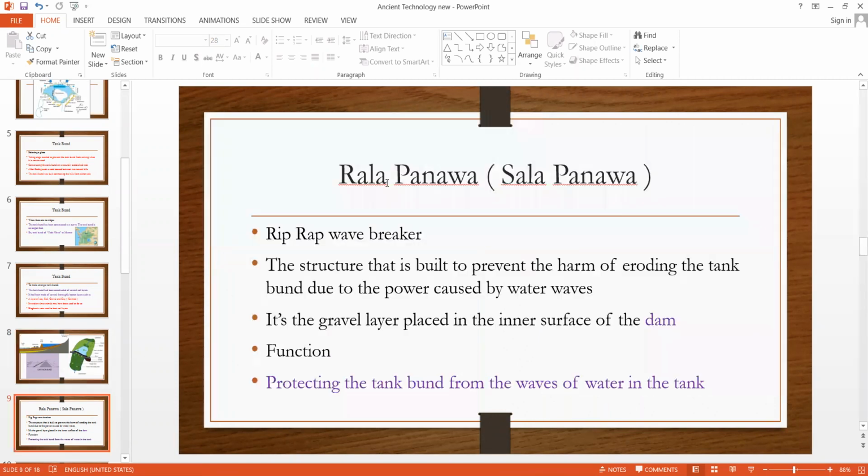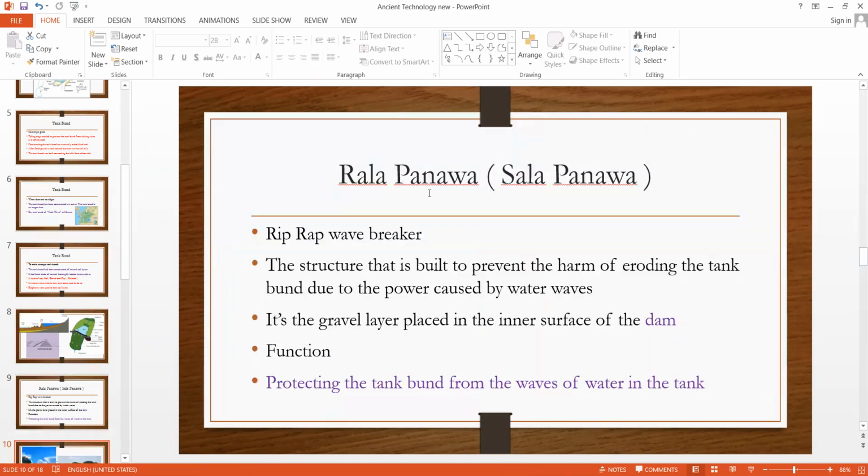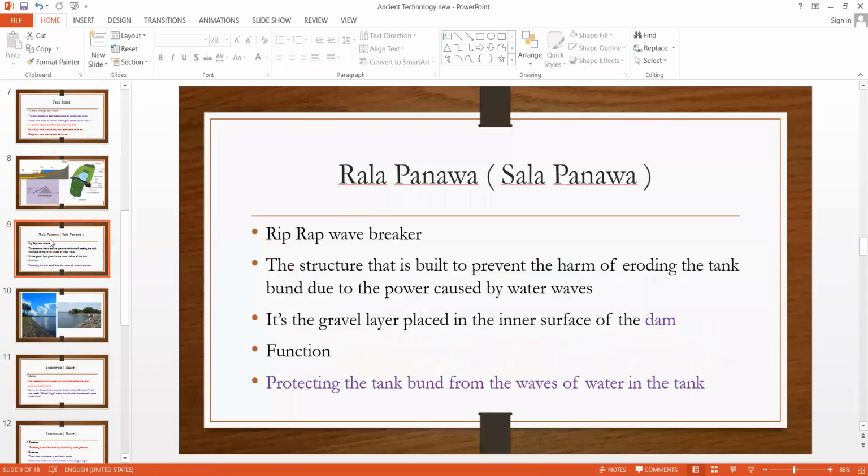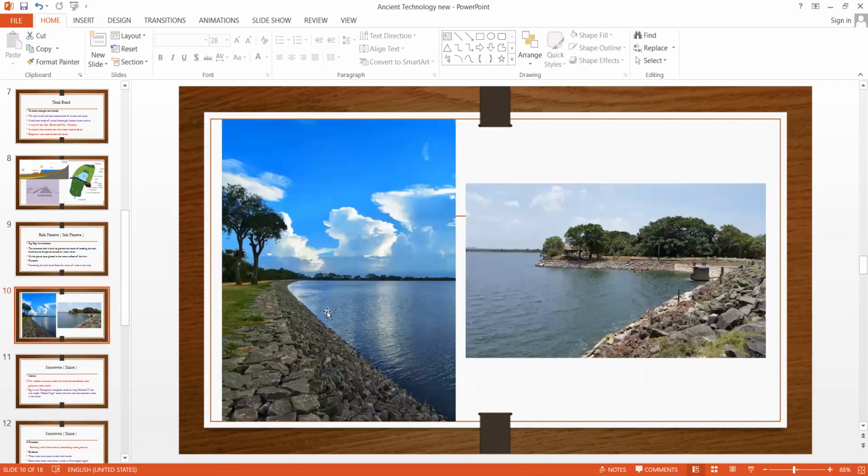So normally, what is Ralakhana? A wave breaker. So in Ralakhana, what do they do? It is the structure that is built to prevent the harm of eroding the tank bund by the power of water waves. It's a layer of stones, not gravel actually, located on the inner surface of the dam. Its function is protecting the tank bund from waves of water. So you can see in this picture, this is Ralakhana or the wave breaker.